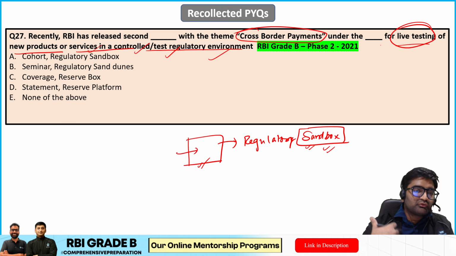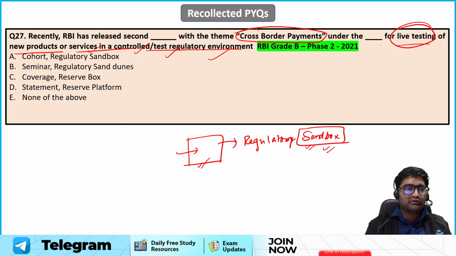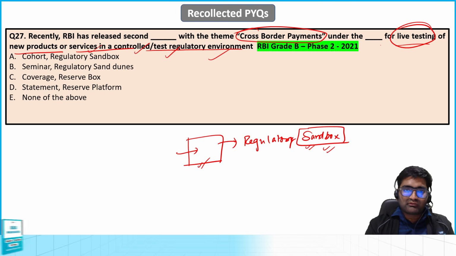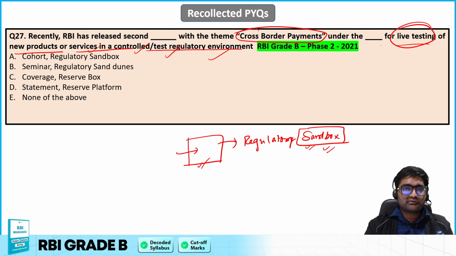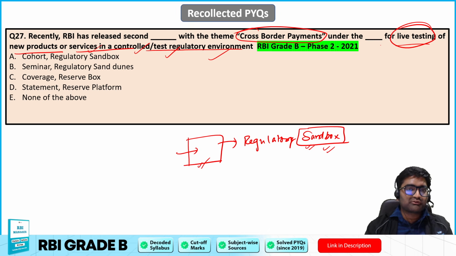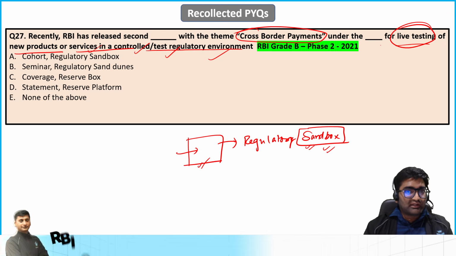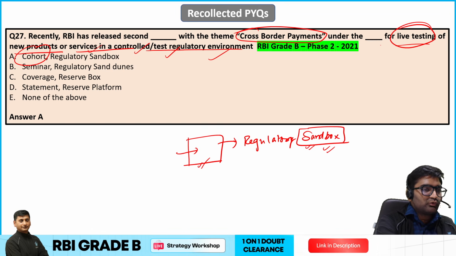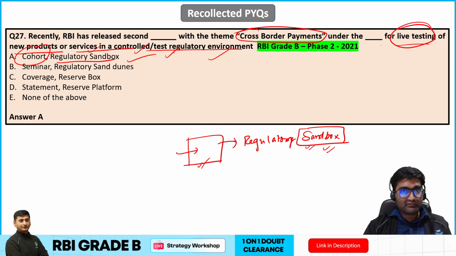Okay, so for that cohort, it is like a starting of all of these activities with respect to that regulatory sandbox, that is called a cohort, that is brought out. So the answer to this question will be what? Yes, if you have answered A, cohort and regulatory sandbox, that is absolutely the right answer.